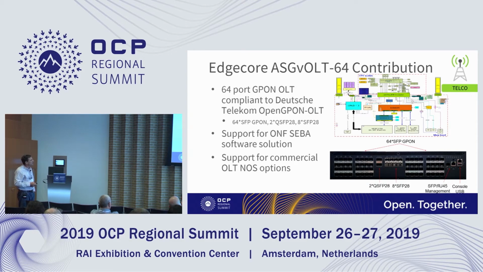So again, this is shown here: 64 ports of GPON through SFP connections, 2 ports of 100 gig for uplinks, and also 8 ports of SFP 25 gig for uplinks. So either 100 gig or 25 gig uplinks, depending on the cost of the optics and how the backhaul plant is laid out. Also included is the standard RJ45 management and console port and a USB port.